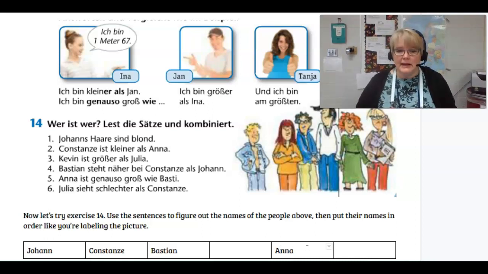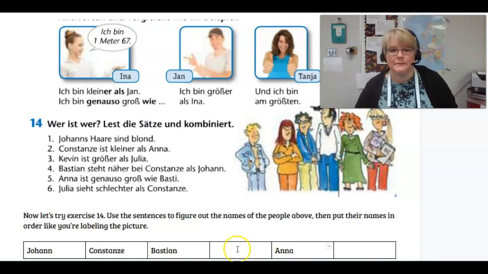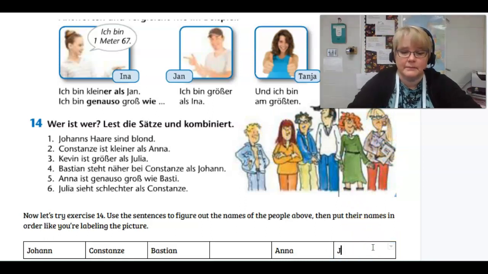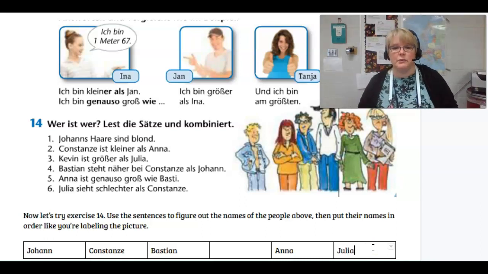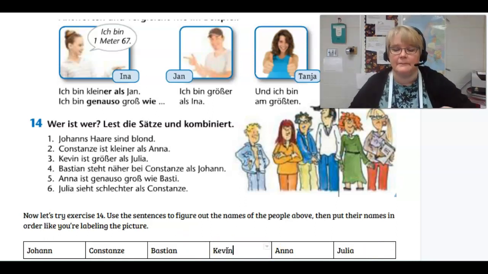Okay. Julia sieht schlechter als Constanze. Julia sees worse, badder. Julia sees worse than Constanze, badder than Constanze. So this must be Julia because she's got glasses and Constanze does not. So that must be Julia. And that just leaves us with one person left, Kevin. So let's put Kevin right here and let's see if everything works out.